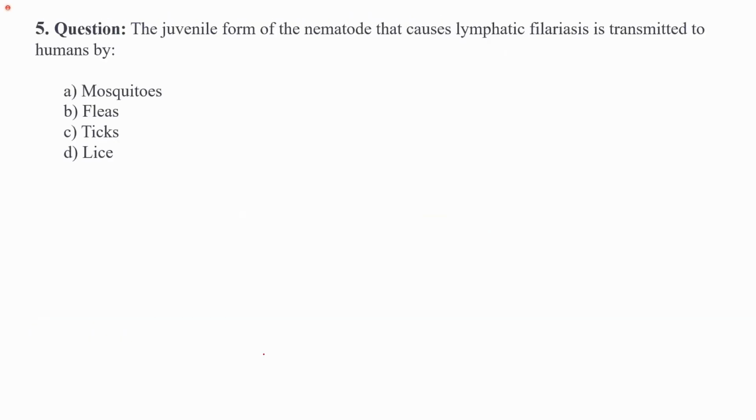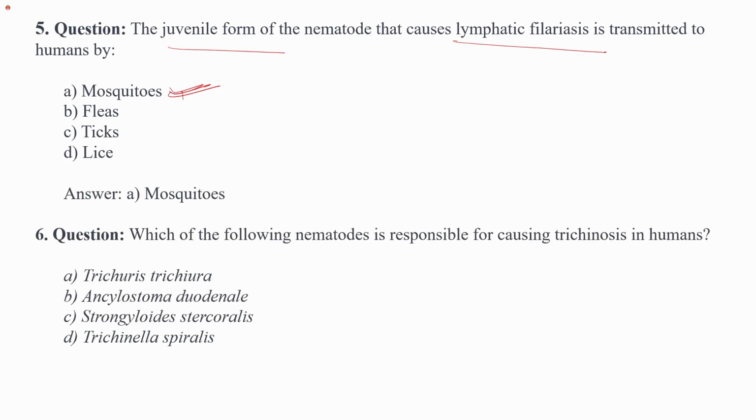The next question is, the juvenile form, that is the young form of the nematode that causes lymphatic filariasis, is transmitted to humans with the help of, as I mentioned, the mosquito. So it is a mosquito-borne infection. The last question is, which of the following nematodes is responsible for causing trichinosis in humans? We know that it is caused by Trichinella spiralis, which is a muscle tissue infection in humans.